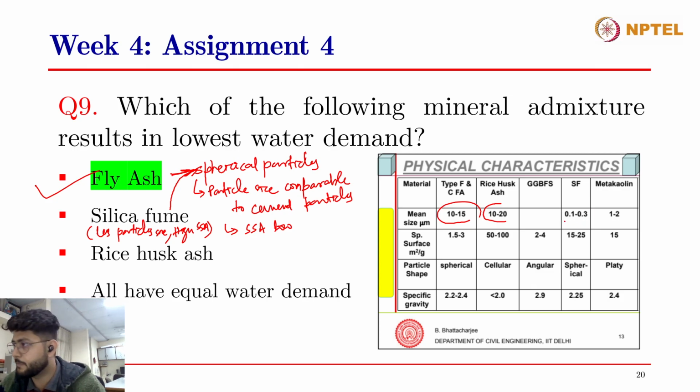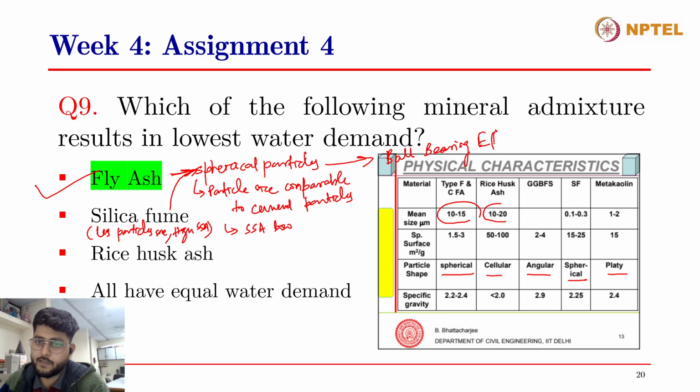Because the lower the particle size, the higher the specific surface area is going to be, at least in the case of spherical particles, right? So the particle shape in fly ash is spherical, GGBFS is irregular, rice husk ash is cellular, as we also saw in the scanning electron micrograph. Silica fume has spherical particles, and metakaolin has platy or sheet-like structures. So fly ash has the lowest water demand due to its spherical particle shape, and this spherical particle shape also contributes to what we call the ball bearing effect.